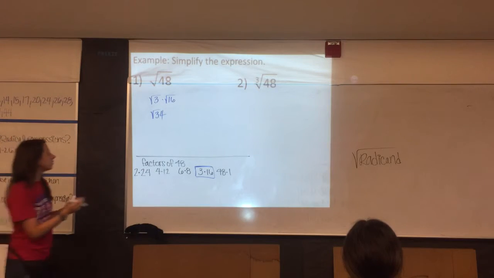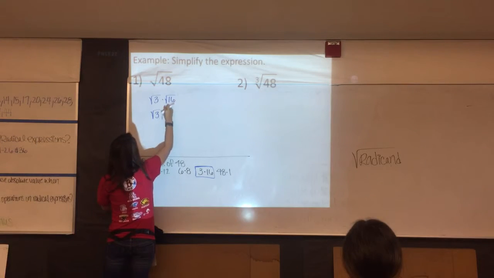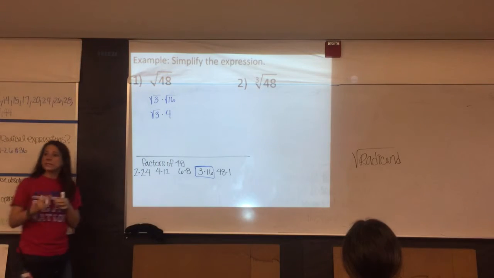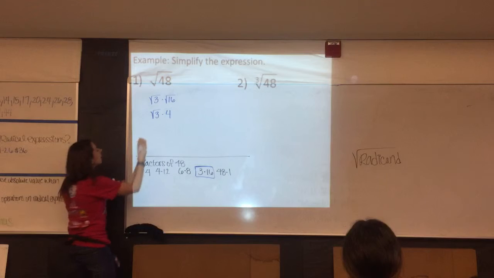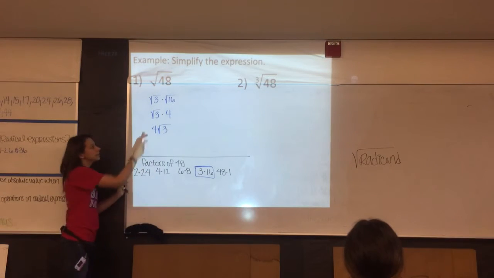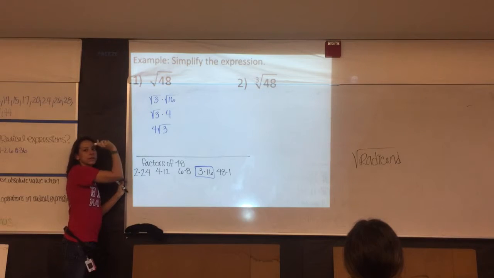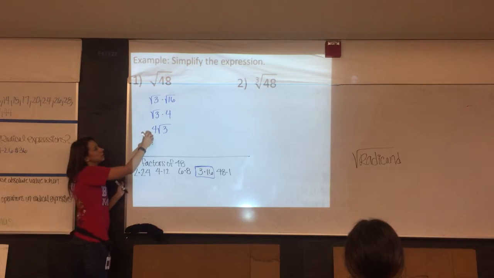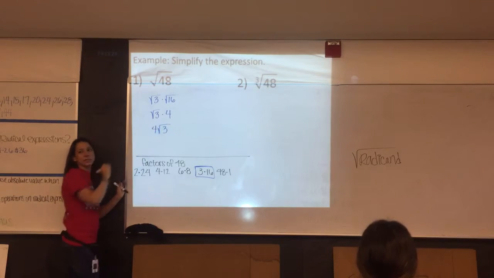So one of the things that we often do to help the reader see that it's square root of 3 times 4, we often put the 4 in the front. Does this mean the same as this? Don't say it out loud. Thumbs up, thumbs down. Does this mean the same as that?